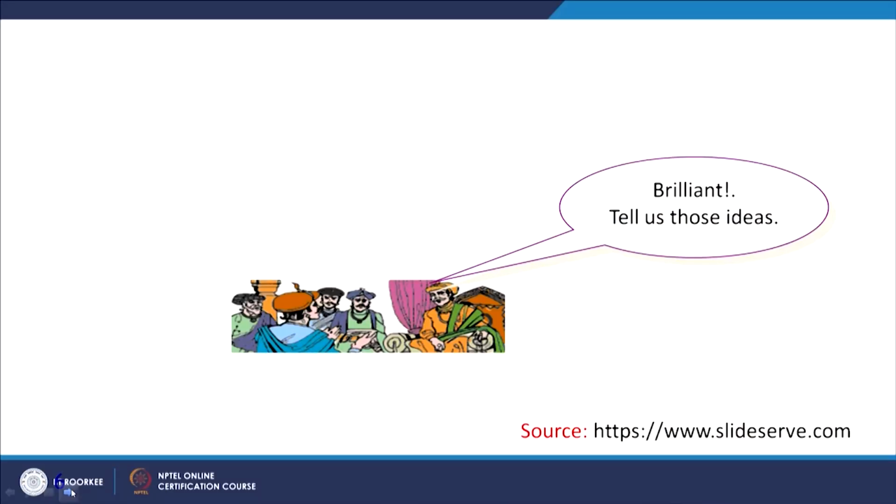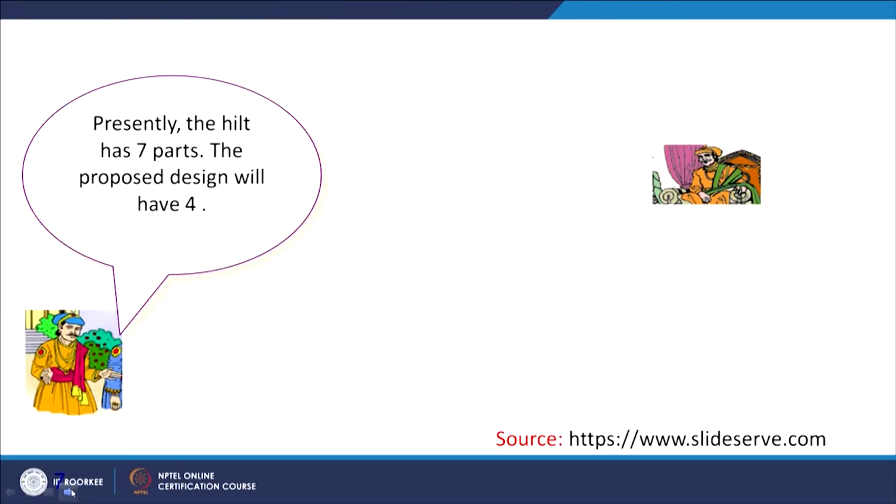So what are those ideas? The king is very happy. He says, brilliant, tell us those ideas. Now what are those ideas? One by one we will try to see. The first idea is, presently the hilt has 7 parts. The proposed design will have 4.